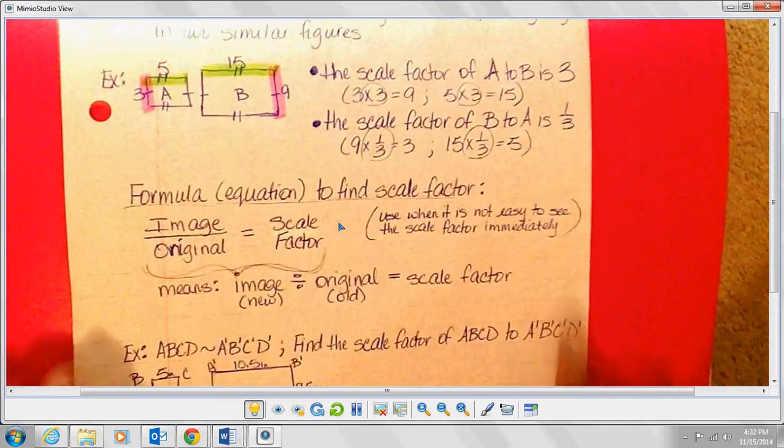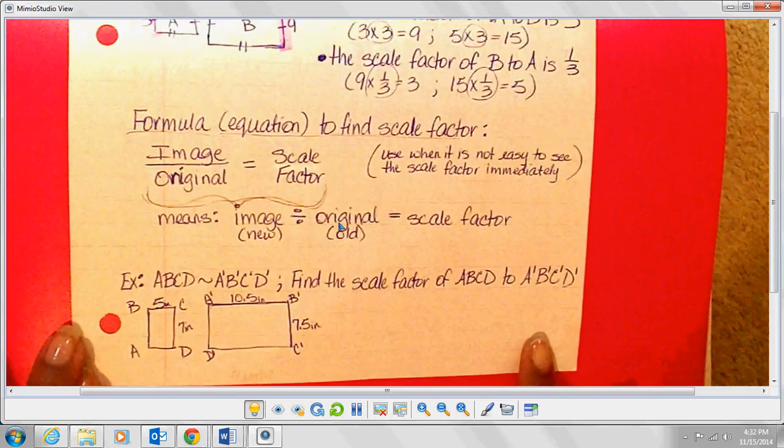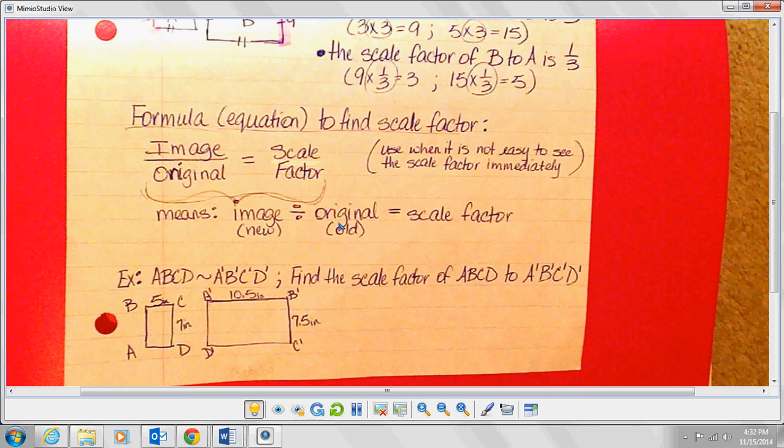Okay, this next part that you're going to write down is how to use the formula or the equation to find scale factor. In some instances, you may not be able to look at the figure and exactly tell what you're multiplying by to go from one to the other. So in this case, use your formula, because the formula says that it is the image divided by the original to get the scale factor.